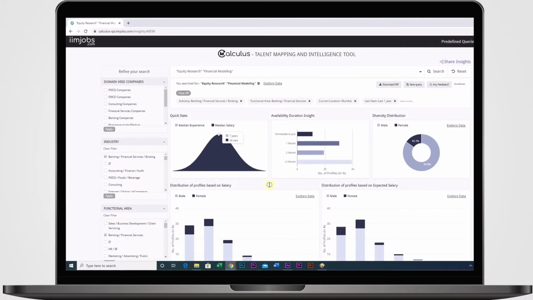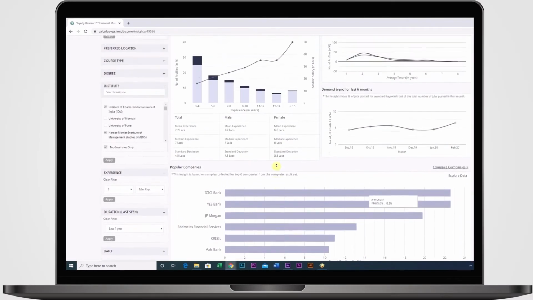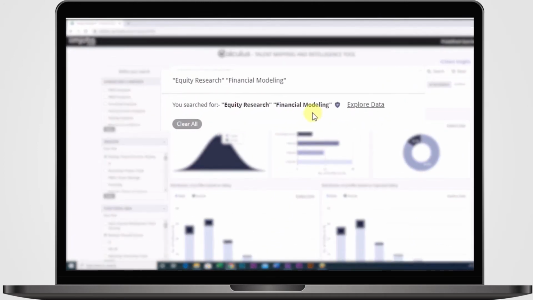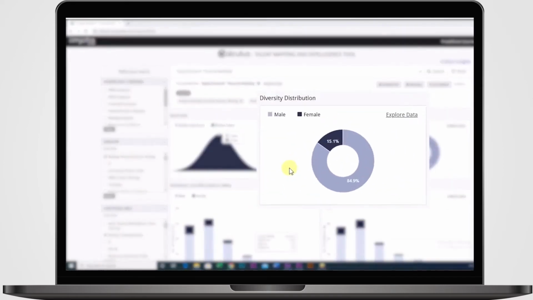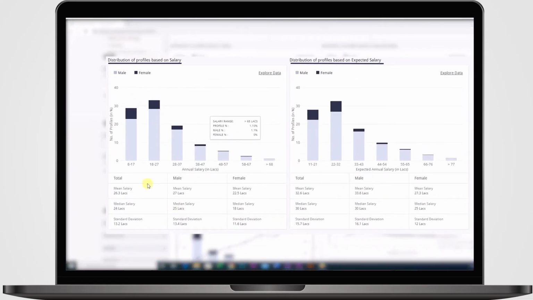Based on this sample set, Calculus gives you insights about how the compensation looks on the basis of the search criteria selected. For our present keywords, equity research and financial modeling, we can extract the following information. Gender distribution, mean, median, and standard deviation. This data is calculated for both the current salary as well as the expected salary of all the profiles we screen.